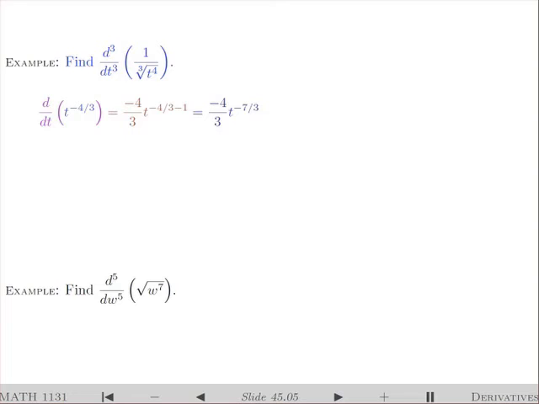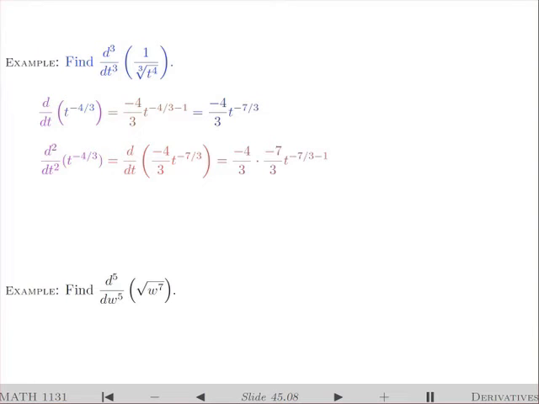If I differentiate this answer, then I get the second derivative. So the second derivative of t power negative 4 thirds is the derivative of its first derivative, negative 4 thirds t to the negative 7 thirds. Negative 4 thirds is a constant factor. I keep it as it is, differentiate t to the power negative 7 thirds, which is just another application of the power rule. Derivative of t to the negative 7 thirds is negative 7 thirds t to the power negative 7 thirds minus 1.